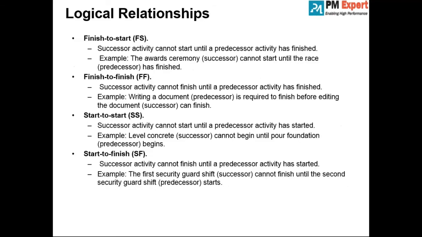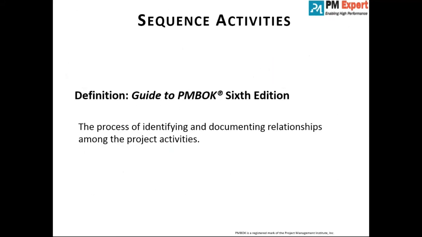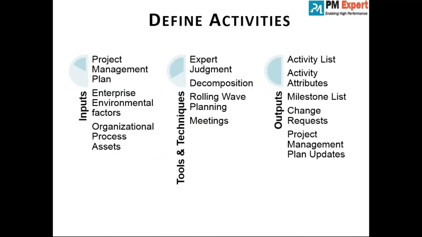Can we go back to the one where we were decomposing and look at the input for a second? What are the inputs for that? The project management plan. Why the project management plan? Because the project management plan will consist of the scope baseline. Scope baseline means the work breakdown structure, the dictionary, the work package, the planning package, and the scope statement. So everything will be there in the project management plan. That's why it is an input here.